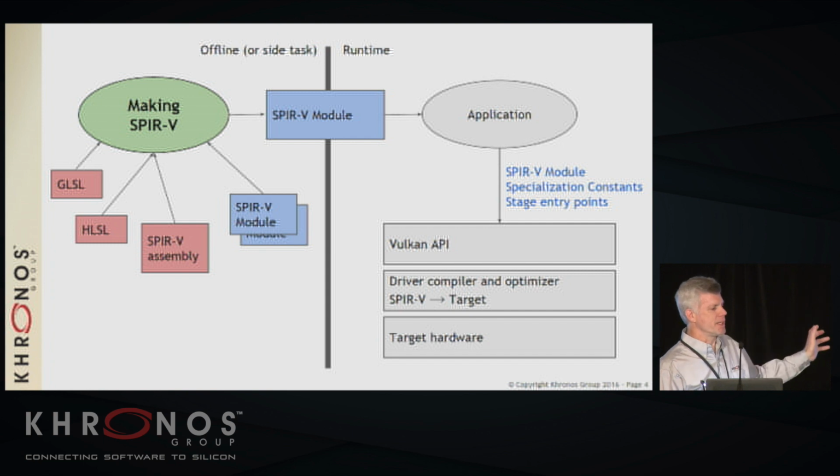So after you make a SPIR-V module, you would distribute it with your application, and then online or at runtime, the application can load the module and hand it to the Vulkan API. And then on the target platform, the driver will have a SPIR-V compiler that optimizes and translates the SPIR-V module down to the target architecture for that target device.